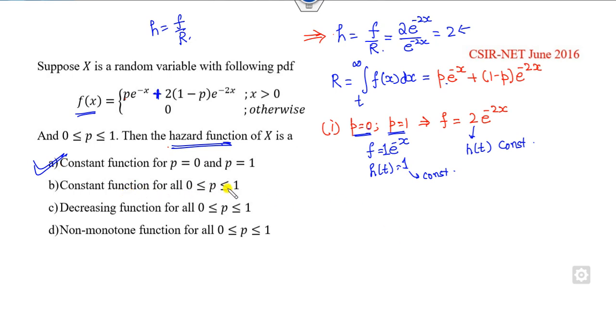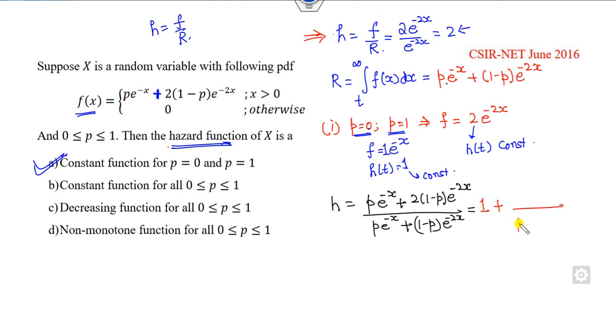It's a constant value for all the p. So you can see how you can find that. I can substitute the value of the h. F is given, so it's p e raised to power minus x plus 2 times 1 minus p e raised to power minus 2x, divided by p e raised to power minus x plus 1 minus p. So can I write this part as 1 plus p e raised to power minus x, and of this I can break this into the 2 parts.